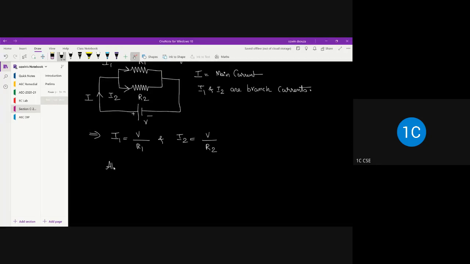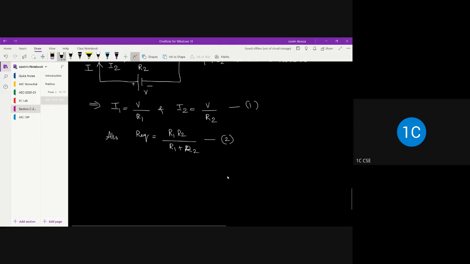Then also we have seen that R equivalent for parallel connected resistances is R1 into R2 divided by R1 plus R2. Let's say these two are the first set of equations, equation 1, and this is equation 2. Then the battery potential V can also be written in terms of R equivalent, that is, voltage V is equal to I into R equivalent.